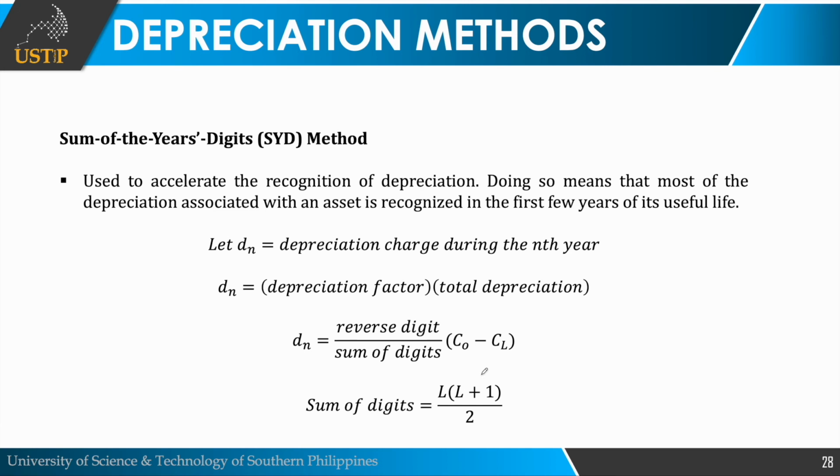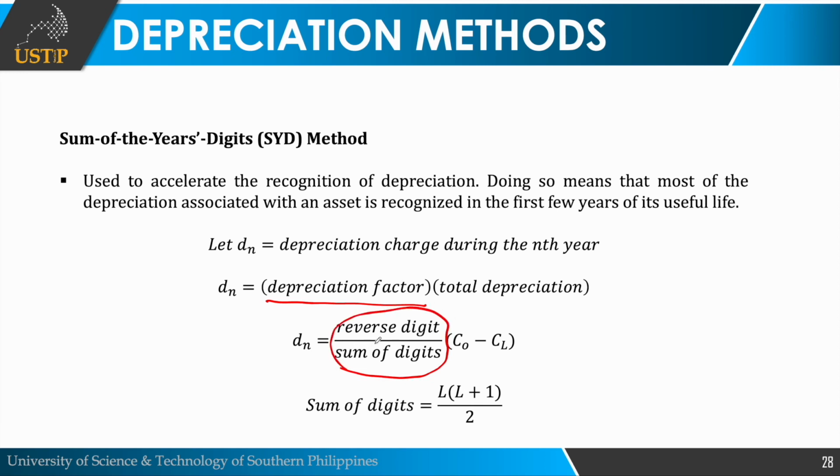Why is that so? Okay, so we have the notation D sub n. Same as before, small d sub n, but this is still the depreciation charge during the nth year. However, it is unique because this d sub n is your depreciation factor, which is this one.